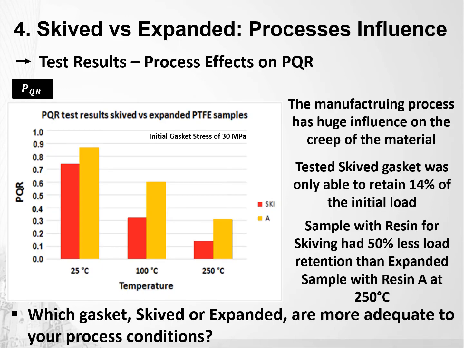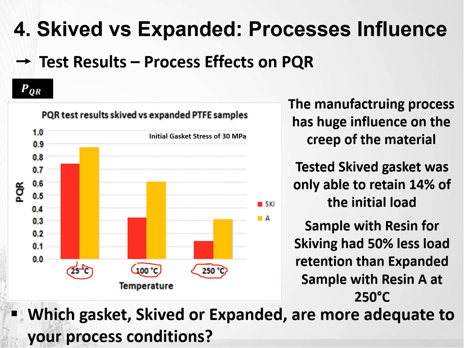This slide brings a comparison of the PQR for the two materials we just described. The graph shows the PQR value for the skived gasket and the expanded using resin A. The skived is identified by the red color and the expanded by orange. The PQR was measured at 3 temperatures: ambient, 100 C, and 250 C.